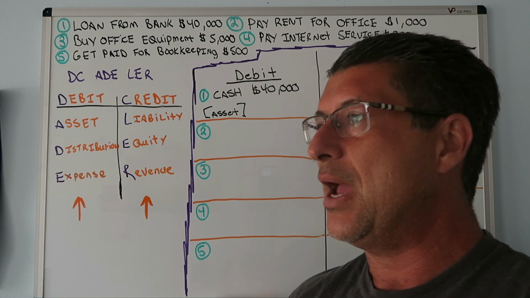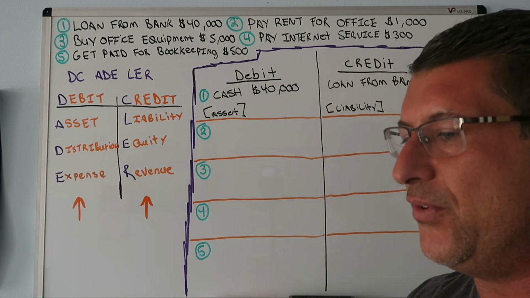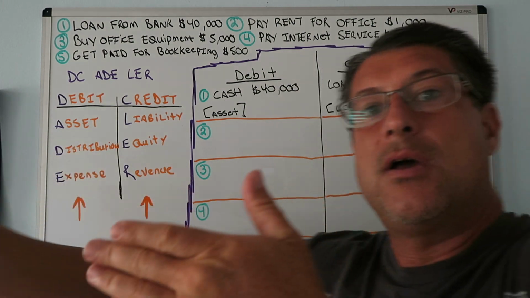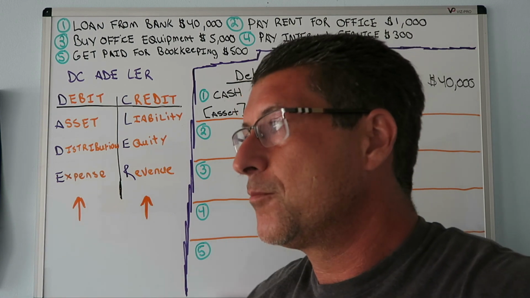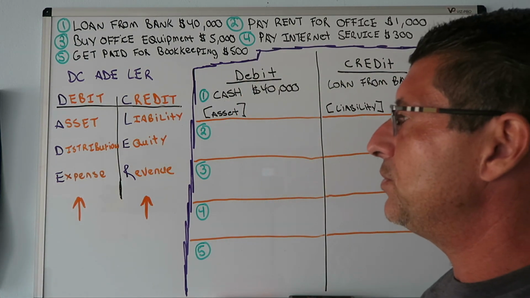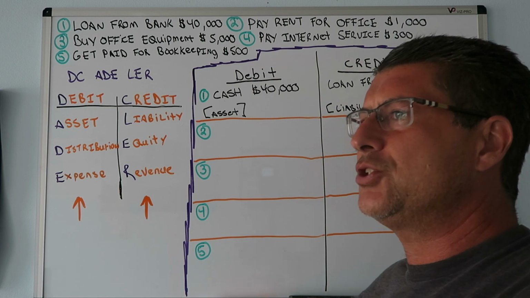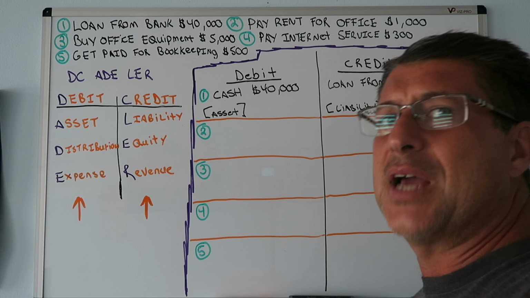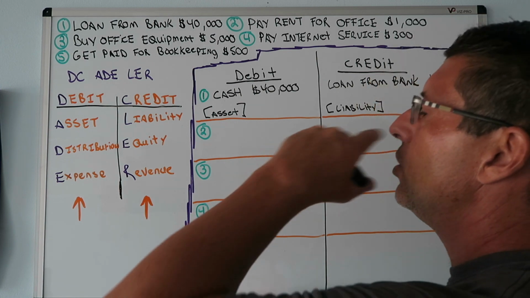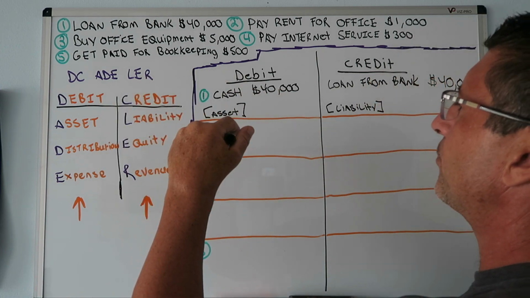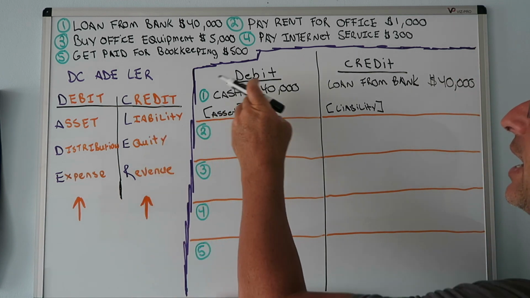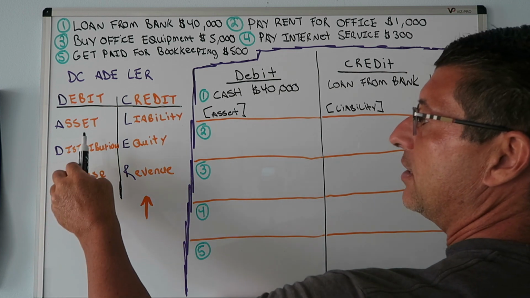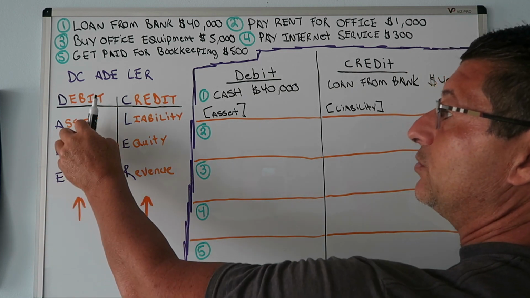So we have $1,000 leaving because we got to pay rent. We got to pay rent for an office. So we have $1,000 leaving. And we've already explained, and if you're not sure of something, watch some of my older videos. But for purposes of time in the video and to keep it moving, we already figured out cash as an asset. So if we had an asset increasing, we debit it.